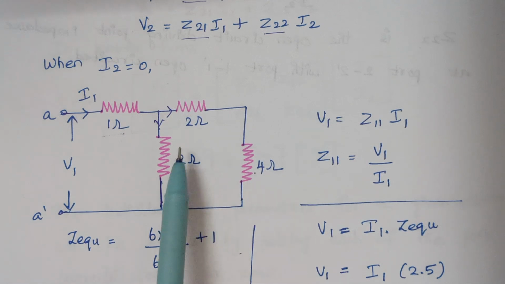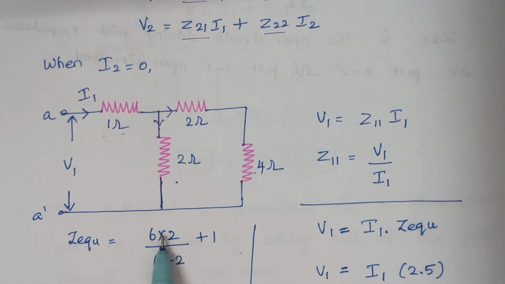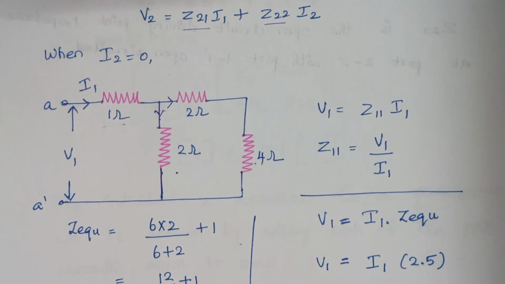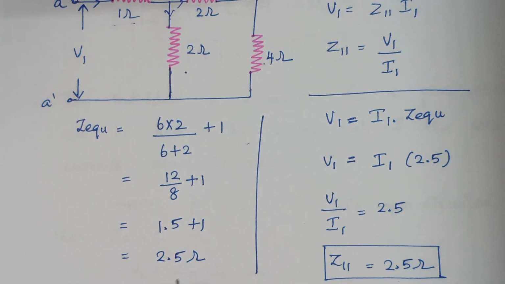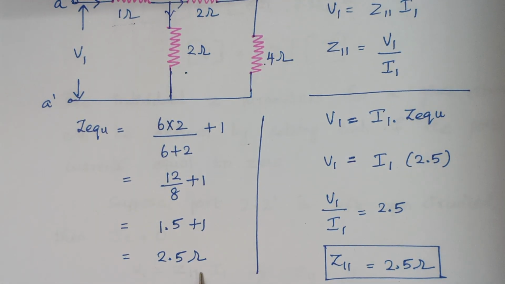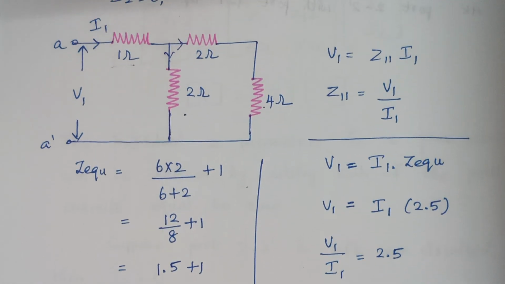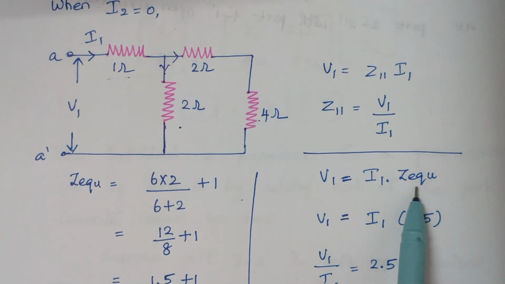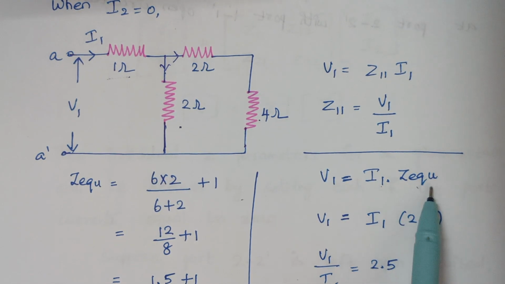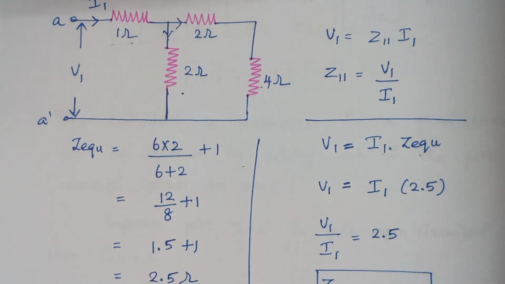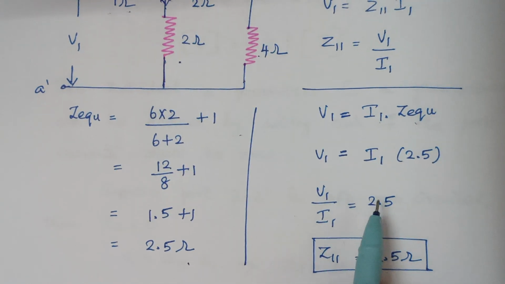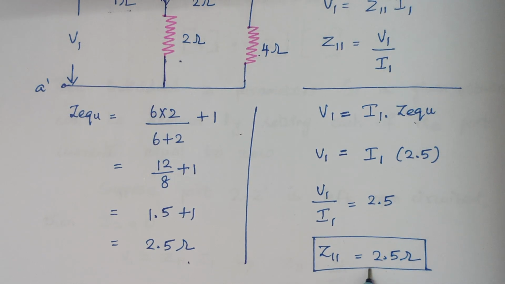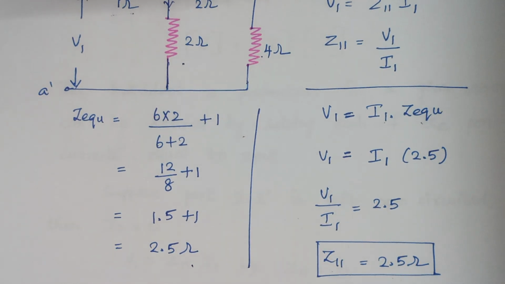What is the formula for the parallel combination of resistors? It is 6 into 2 divided by 6 plus 2, and that combination comes in series with this 1 ohm. So plus 1. Once you solve, we end up with the answer 2.5 ohms. This is the value of impedance of this network. So V1 is equal to I1 into Z equivalent. We need only the Z part, right? So V1 by I1 is equal to 2.5, which is nothing but Z11 is equal to 2.5 ohms, right?